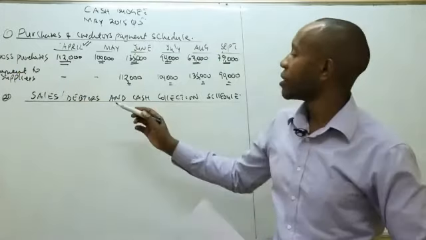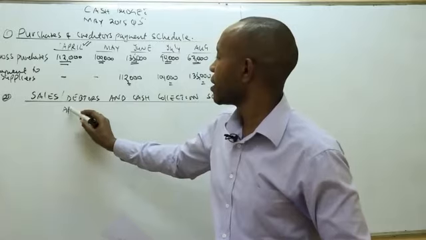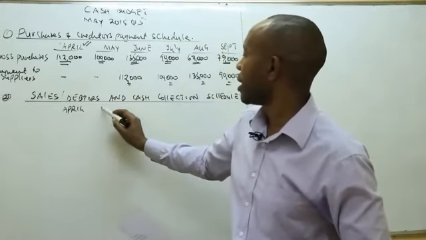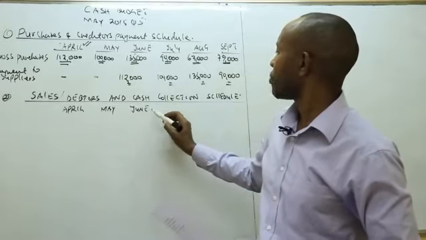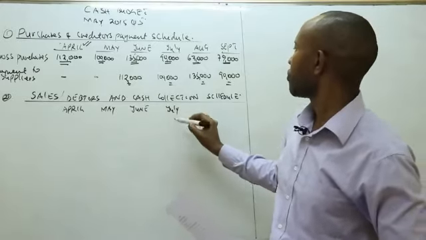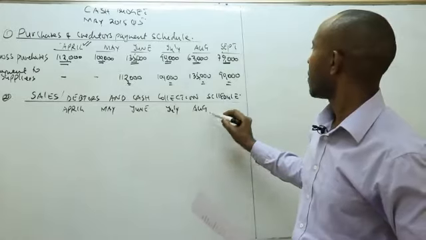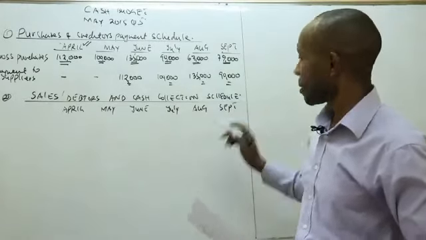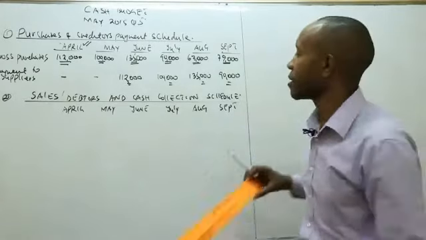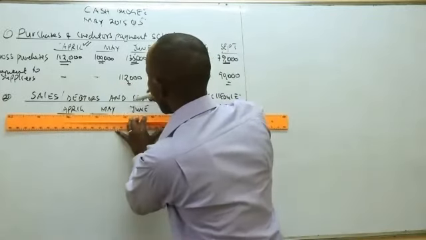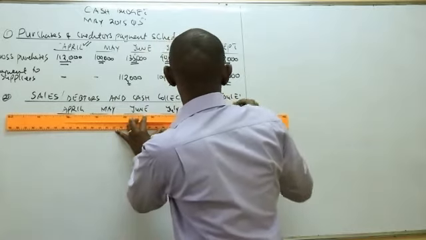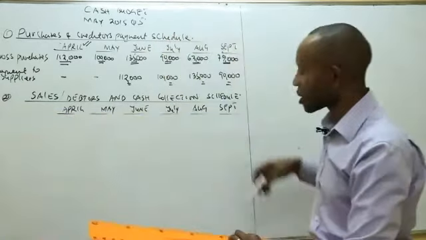Now let's have the same months here. So this is the month of April. This is the month of May. This is the month of June. This is the month of July. Same August and then September. Underline that nicely. If you like, you can draw columns across.